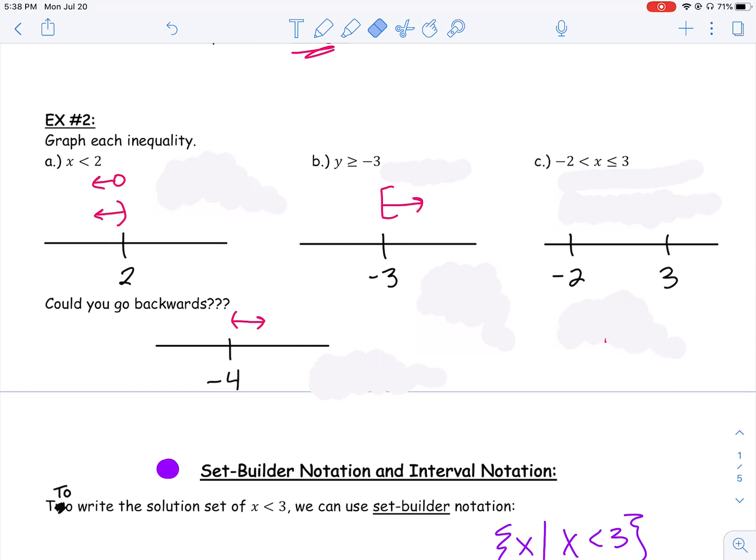If I was using circles, closed dots or open dots, I would use a closed dot to represent that I can equal -3 and then be bigger than it also. Anything that's greater than or equal to -3.